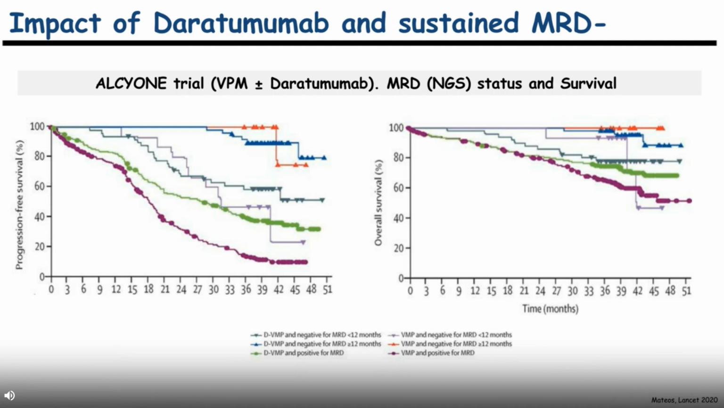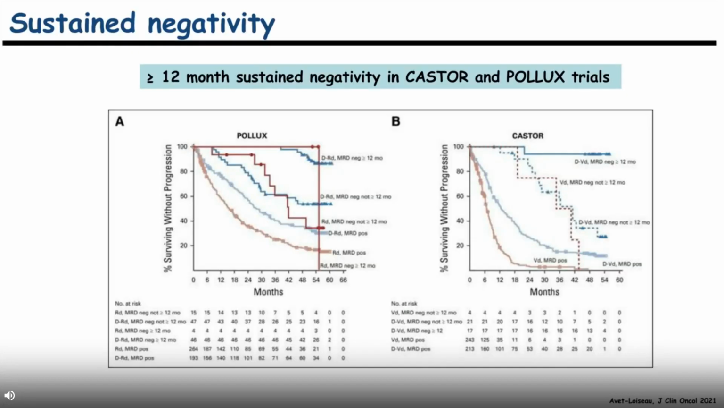In line with this, results from the ALCYONE trial show that the best survival profile is observed for MRD negative patients, particularly for those who were MRD negative for more than 12 months, regardless of the treatment arm they were included in. Nonetheless, in MRD positive groups, associated with shorter progression-free survival and overall survival, patients that received daratumumab displayed a significantly better profile associated with a higher quality of response.